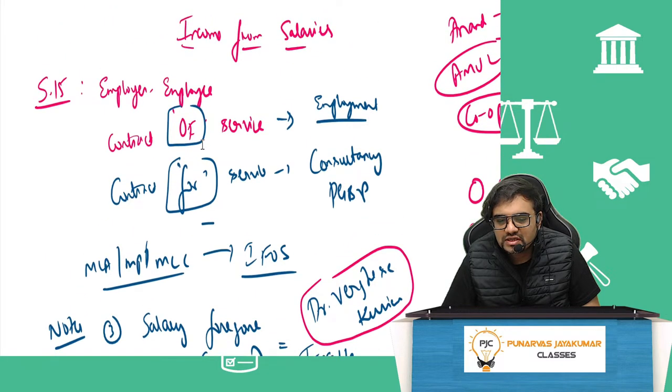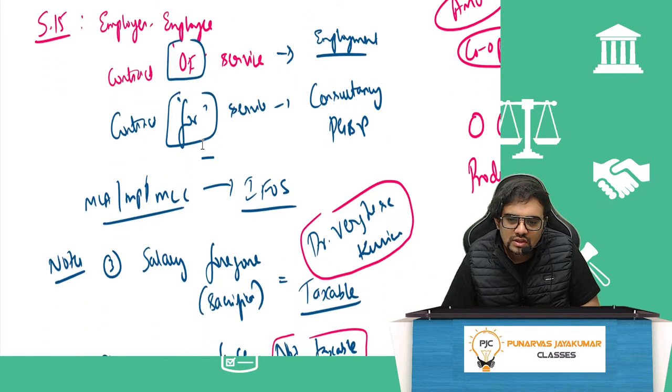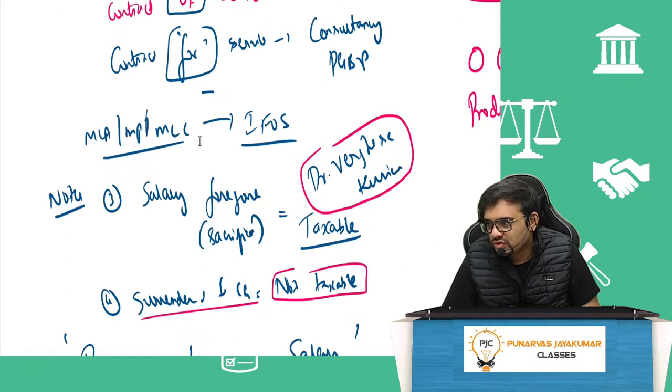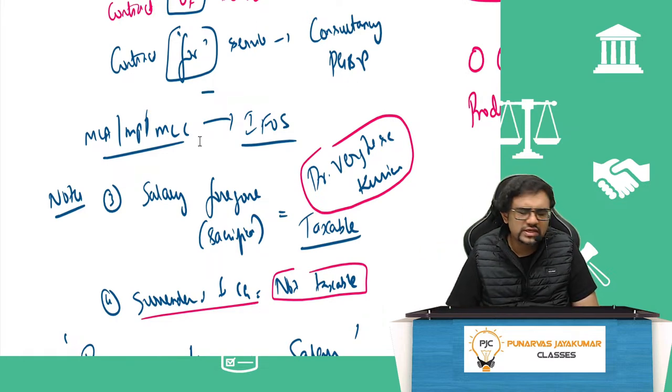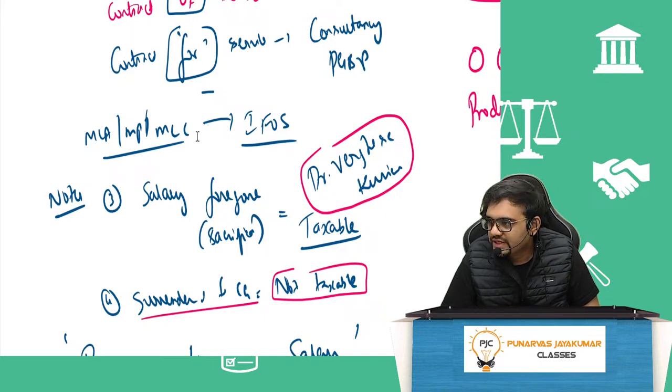Anything that is earned by an MLA, MLC, MP, all these things will come under income from other sources. Salary, if you forgo or sacrifice the salary, that is also taxable. It's so stupid, but it is so. But if you surrender it to the central government, then only it is not taxable. Your salary is 1 lakh per month, but you say, no, no, don't pay me. Then also, though it is not paid to you, you still have to pay tax on that.